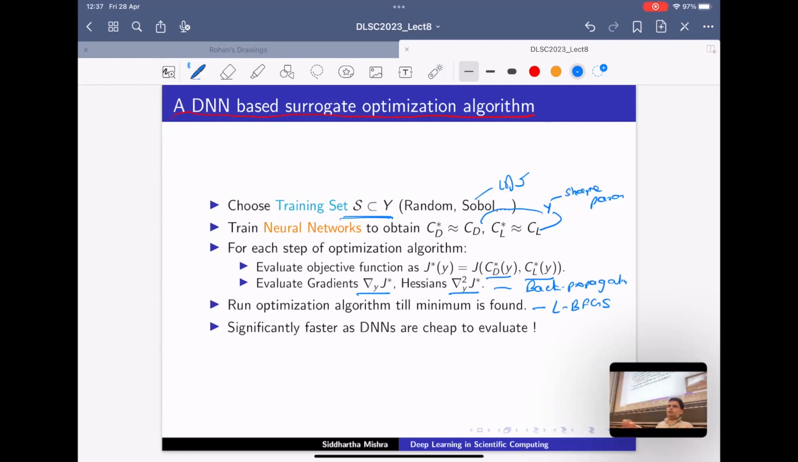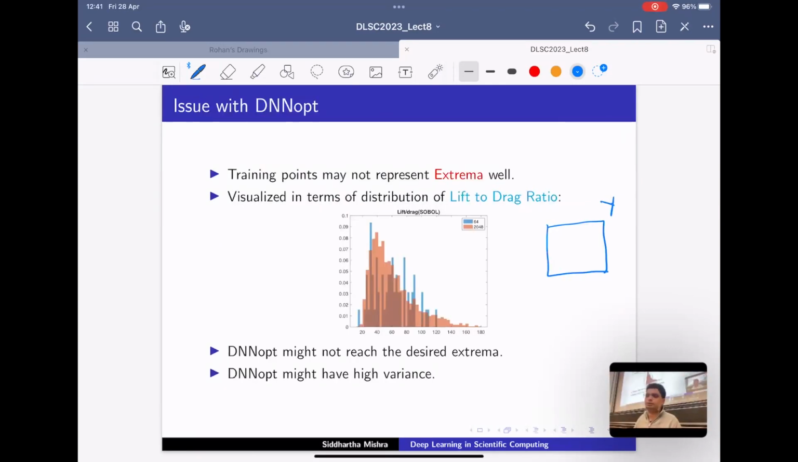You can do that, but there is an issue here. And the issue is very simple because remember, just imagine this to be your parameter space. So this is your capital Y. This is a 20-dimensional object. So now you have the parameter space. And remember, how do I choose my training points? I wanted equidistribution, right? So equidistribution simply means that I have my training points all over.